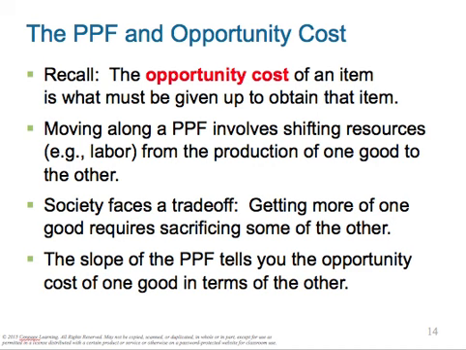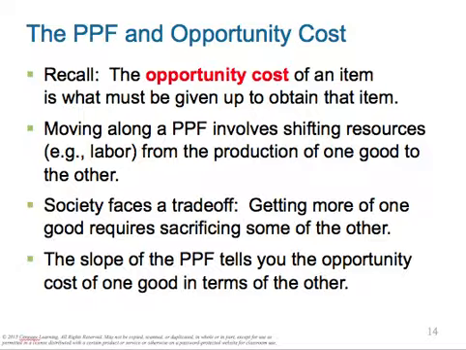So if you remember back in Chapter 1, we introduced opportunity cost. The opportunity cost of an item is what must be given up in order to obtain that item. So as you're moving along the production possibilities frontier, this involves a shifting of resources. In that very simple example, it's labor. You're shifting labor from wheat production to computer production or computer production to wheat production. So you're moving that from the production of one good to the other. Now, society faces a trade-off. Getting more of one good requires sacrificing some of another good. In this very simple example.